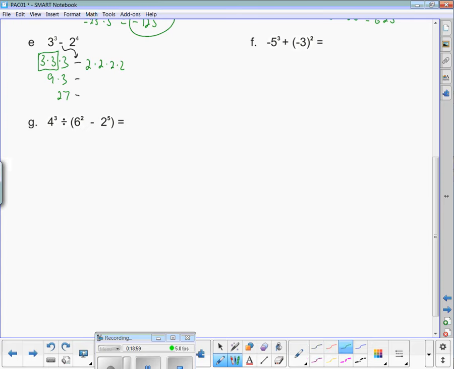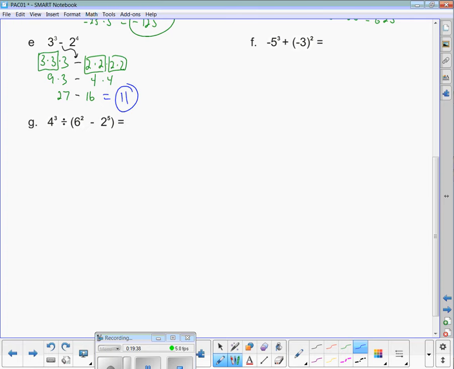Let's deal with our 2s now. 2 times 2 is 4. 2 times 2 is 4, right? And what's 4 times 4? 16. And now we're ready to just finish off the problem, right? 27 minus 16, and hopefully we all still remember that that's 11. That's E. Why don't you try F? Go ahead and pause the video and try F. I'm going to keep right on going, so if you don't pause the video, you're just going to hear me. If you want to try it, pause the video and give it a try.